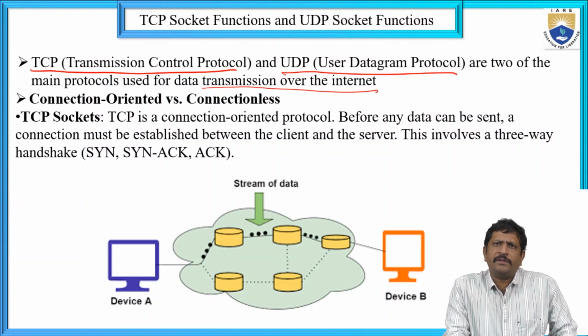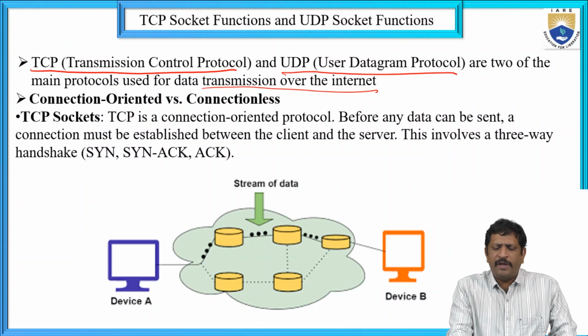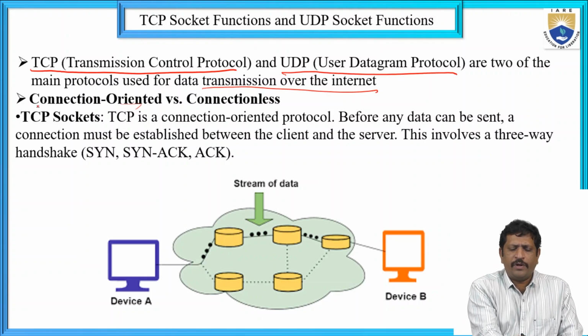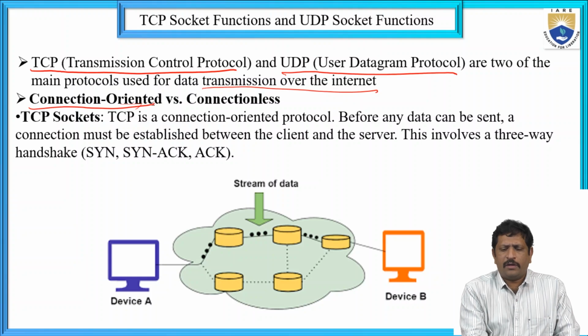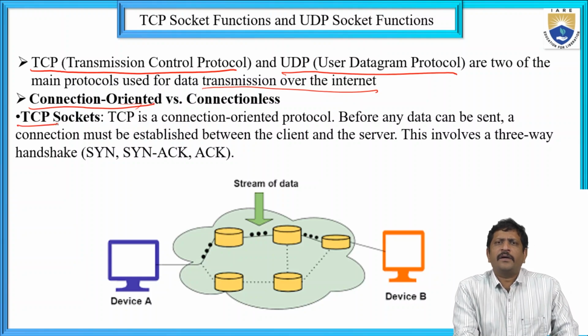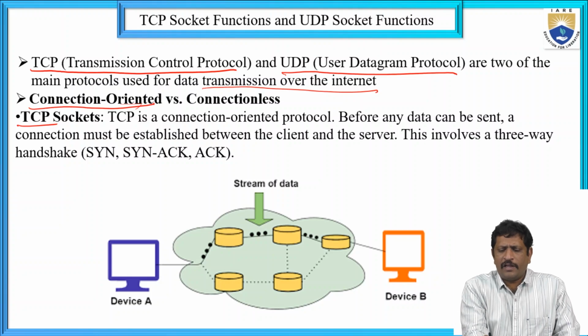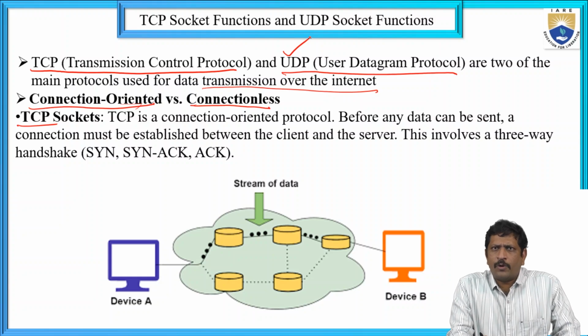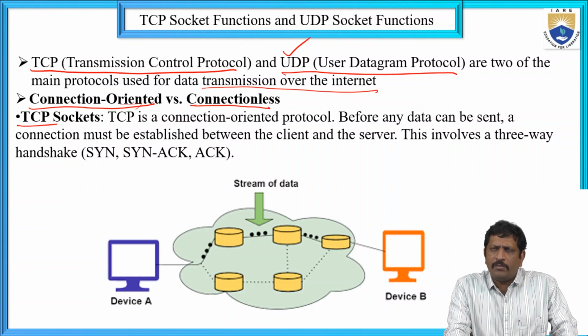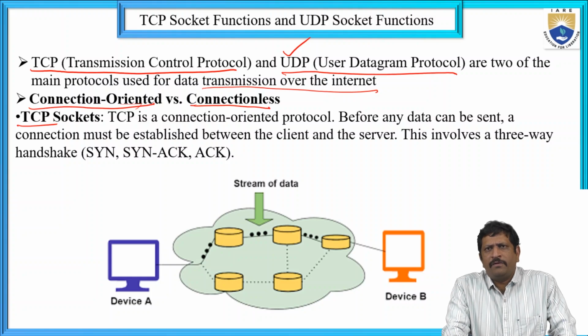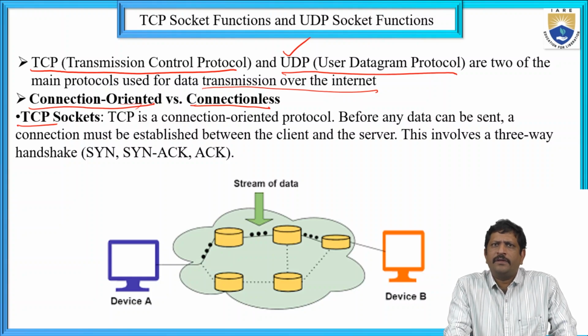Connection oriented versus connectionless. Connection oriented means the TCP protocol, we are calling it a connection oriented protocol. Connectionless means the UDP protocol. User Datagram Protocol is a connectionless protocol. The best example is mobile communication. In mobile communication, we are using the User Datagram Protocol. By using this protocol, we can transfer the data from one device to the other device.